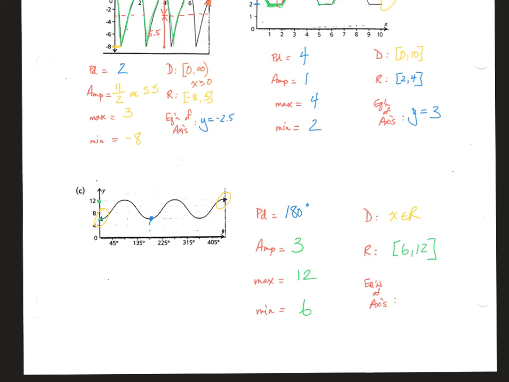My equation of my axis. Well, if I was to mark the horizontal line that would go directly down the middle and cut that curve in half, then I would drop 3 from the top or go up 3 from the bottom, which would get me to y equals 9.